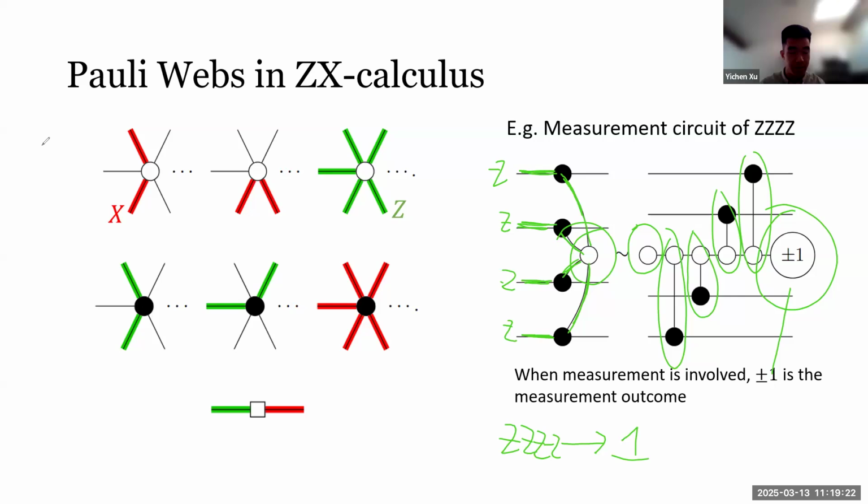Okay. If you have any questions, just stop me. Because this is going to be very, very general. All right. So let's move on.